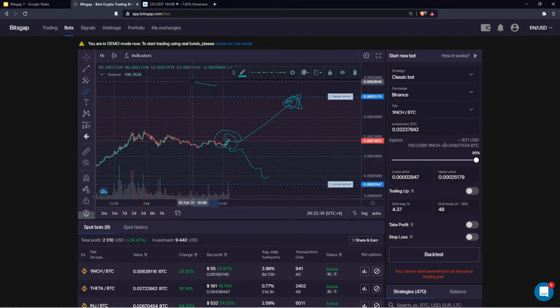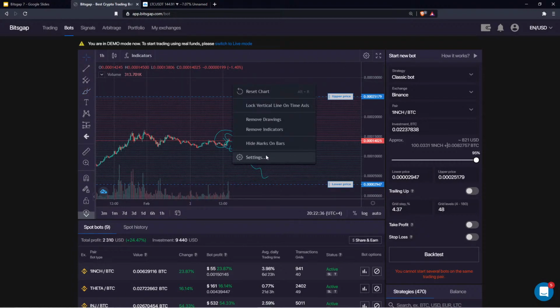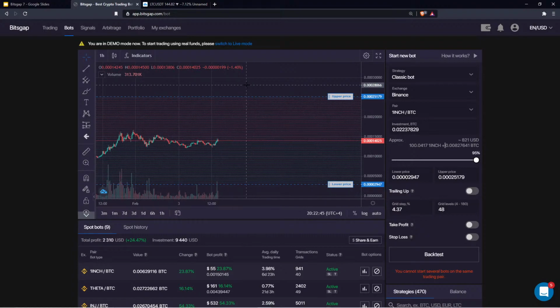Okay, so that's the thing you have to take into account, is that it always needs some base currency and the quote currency to launch the bot.